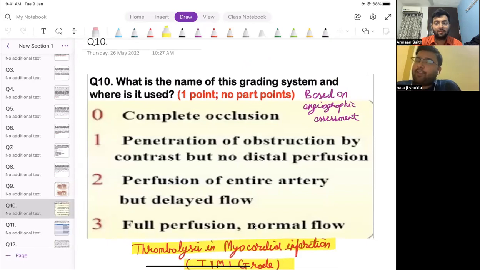In this question, we are asking about the grading system used in angiographic assessment of myocardial infarction. These consist of grade 0, 1, 2, and 3. Grade 0 is complete occlusion of the artery. Grade 1 is penetration of obstruction by contrast, but there is no distal perfusion. In grade 2, there is perfusion of the entire artery, but the flow is delayed. In grade 3, there is full perfusion and normal flow.